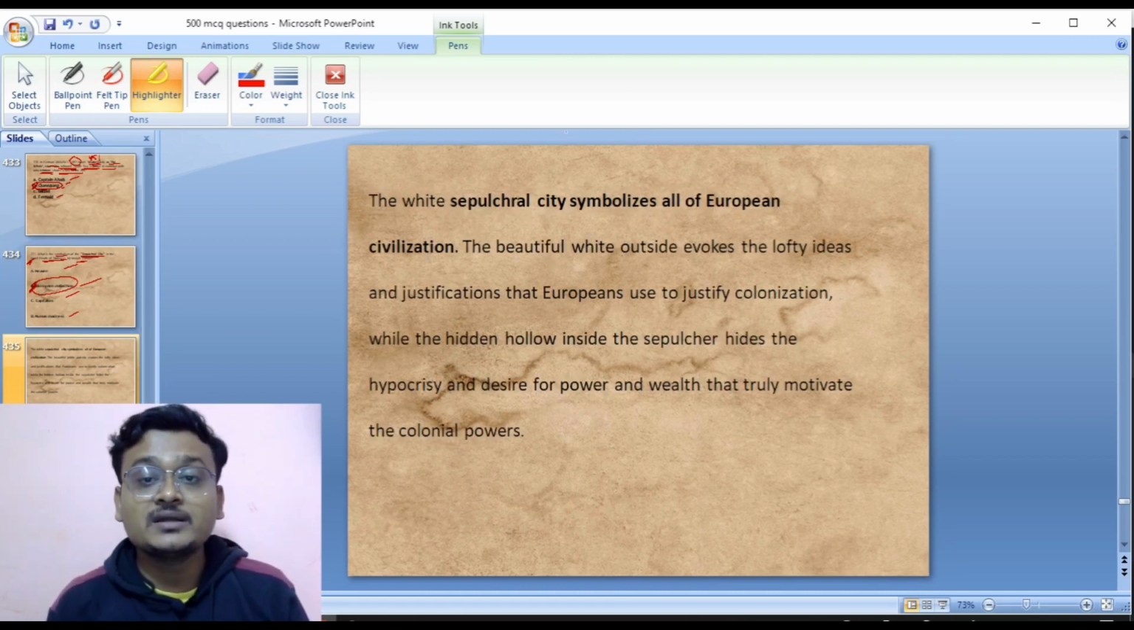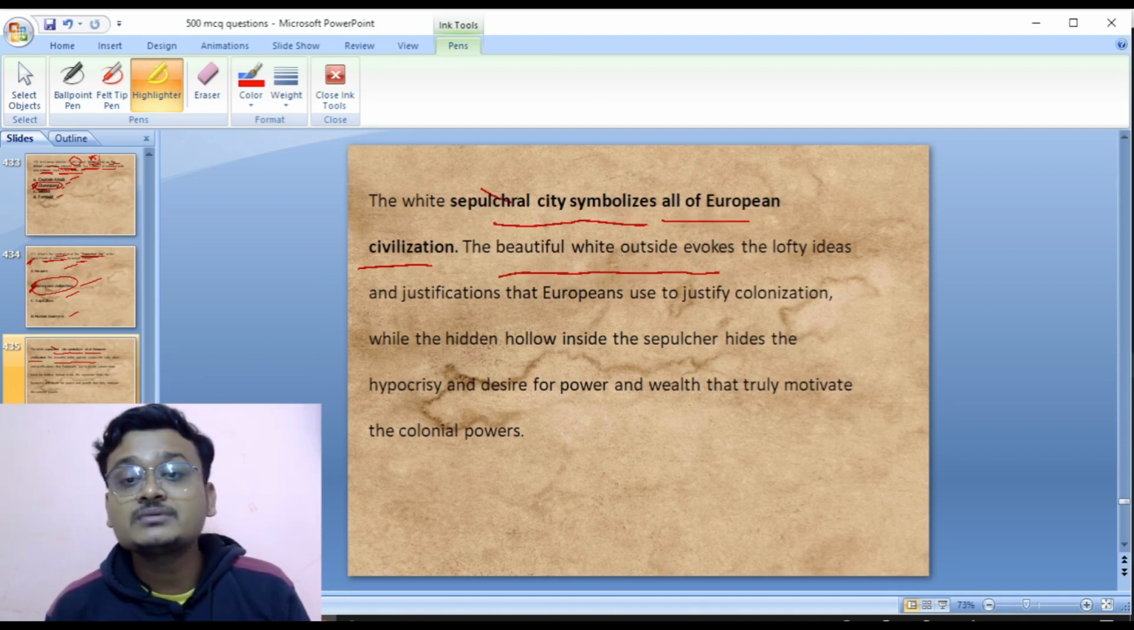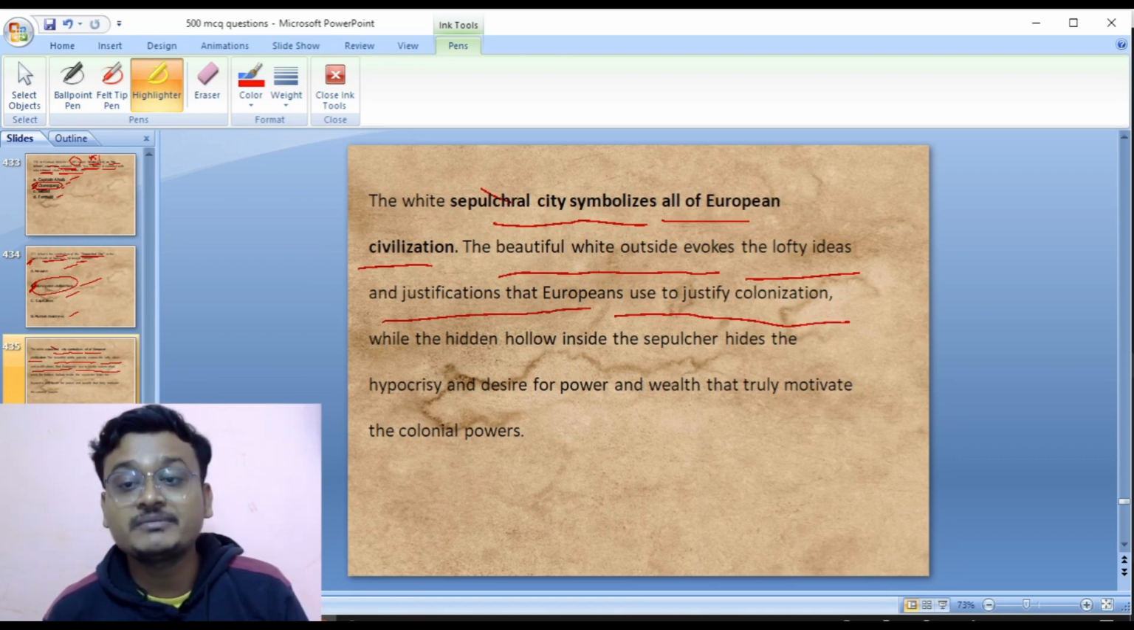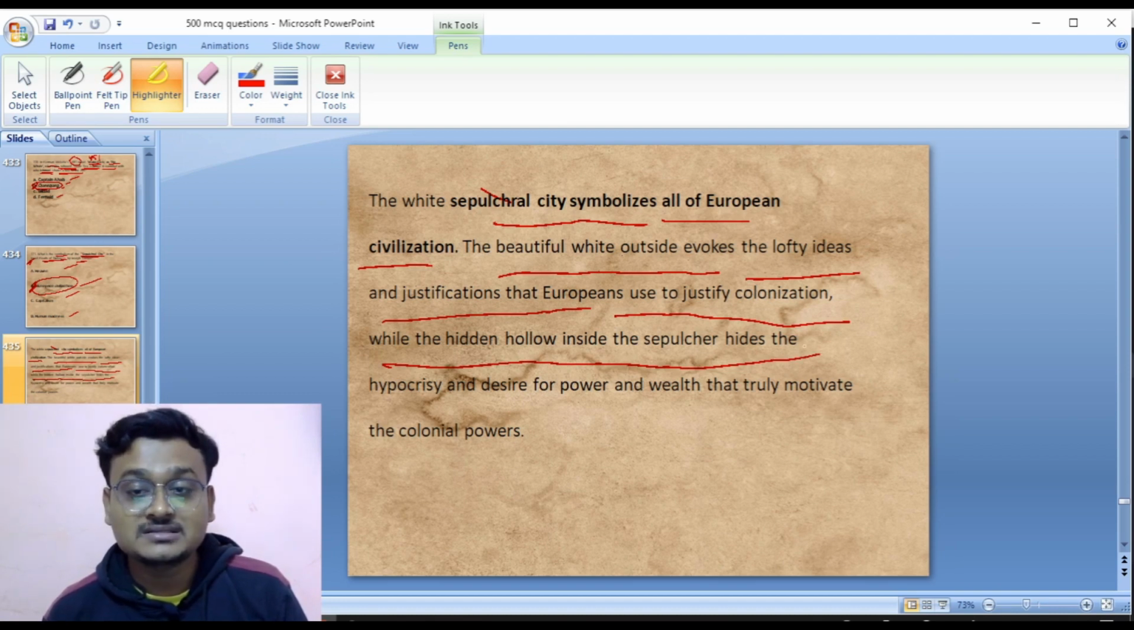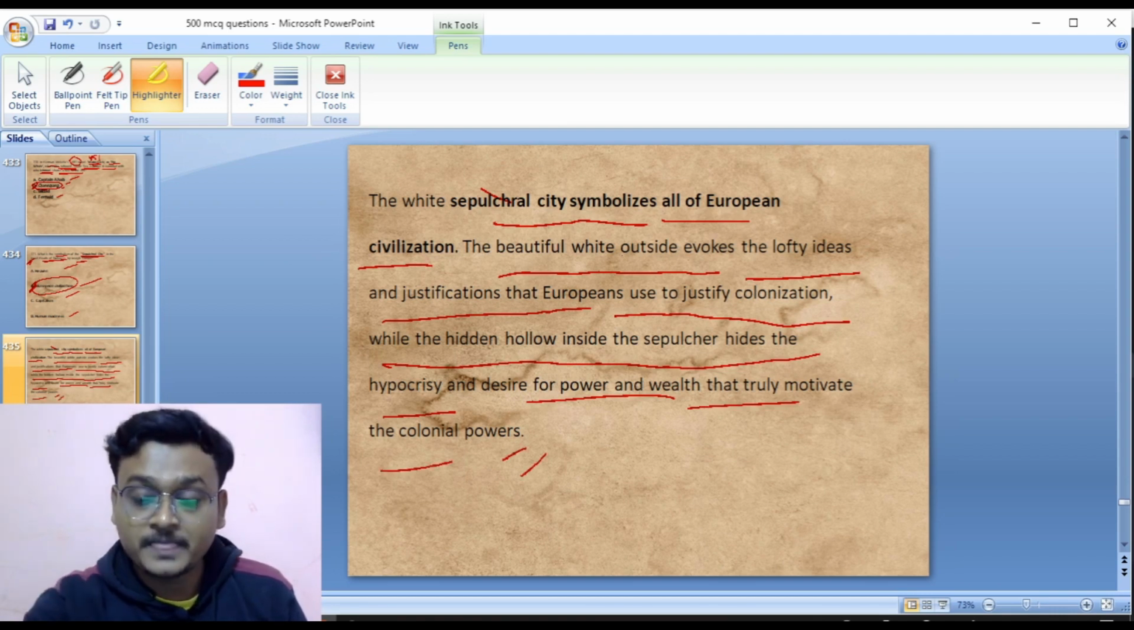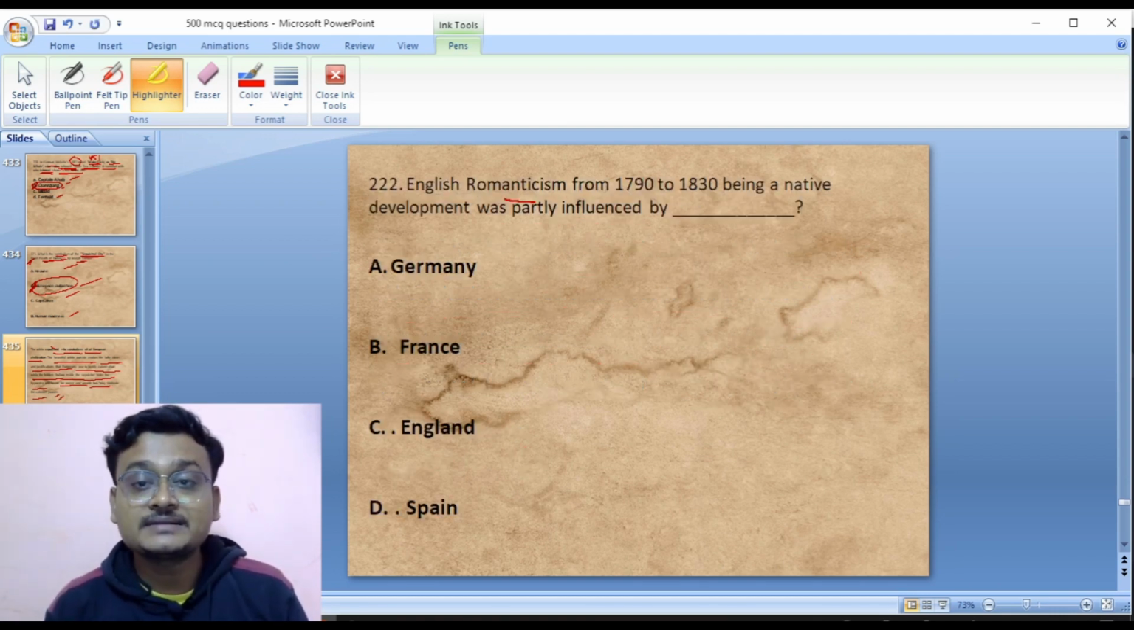Look here: the white sepulchral city symbolizes all European civilization. The beautiful white outside evokes the lofty ideas and justifications that Europeans used to justify colonization, while the hollow inside hides the hypocrisy and desire for power and wealth that truly motivate the colonial powers. Next question.